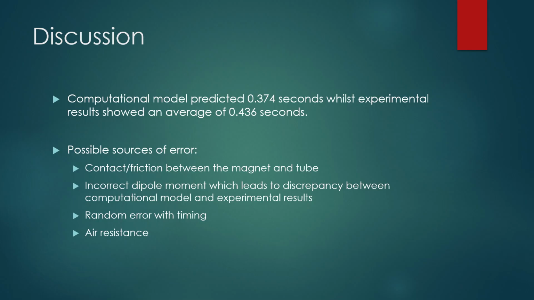Possible sources of error include contact or friction between the magnet and the tube, causing it to take longer to reach the bottom of the tube. Also, the dipole moment may have been wrong from previous results, which would have led to a discrepancy between the computational model and experimental results. There may have also been random error with timing and air resistance, which would have led to some error.